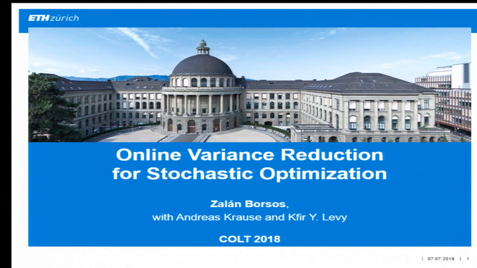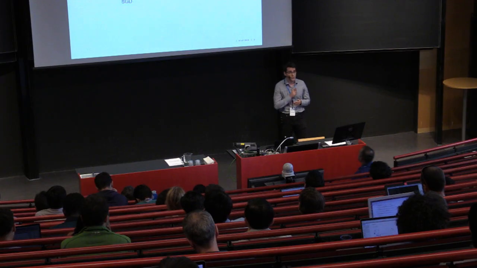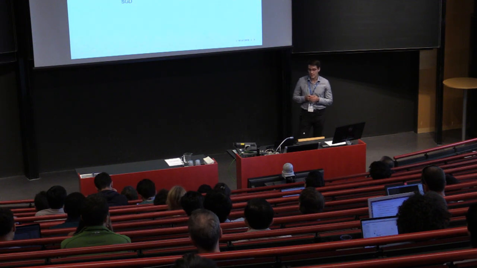So I'll be talking about online variance reduction for stochastic optimization. This is joint work with Andreas Krause and Kfir Levy. The question of variance reduction pops up in many areas of computer science research.